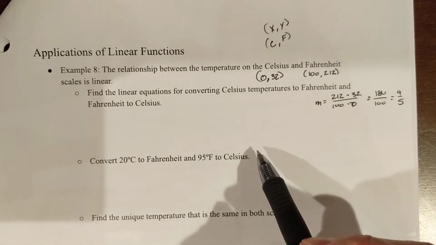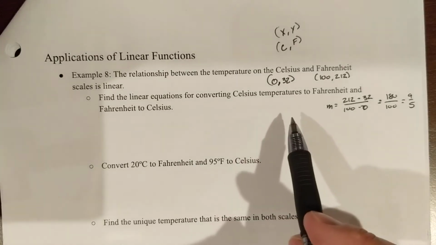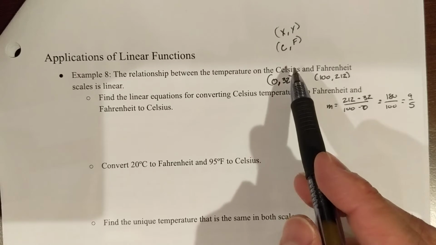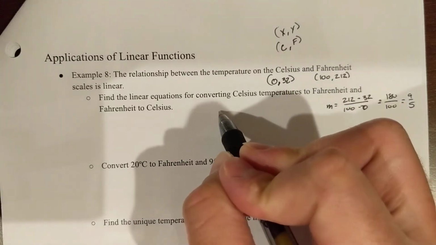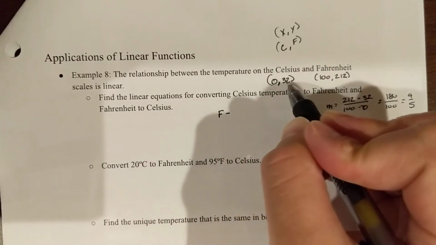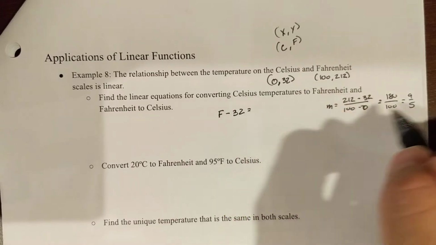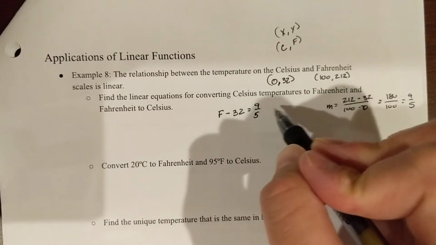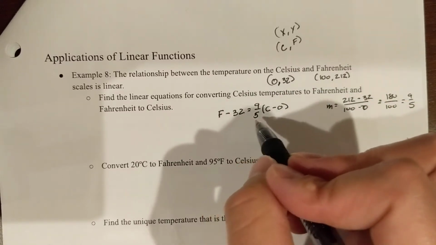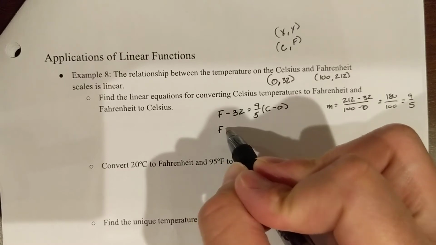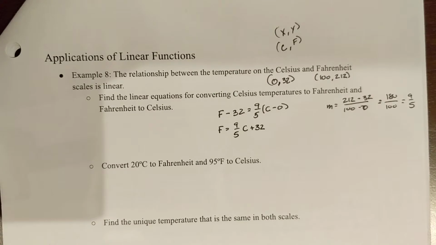So in our equation, converting Celsius temperatures to Fahrenheit and vice versa, we called our y values Fahrenheit, so it's going to be Fahrenheit minus 32, the y value there, is equal to 9/5 Celsius minus 0, right there. So if I rearrange this, I get Fahrenheit is equal to 9/5 Celsius plus 32.